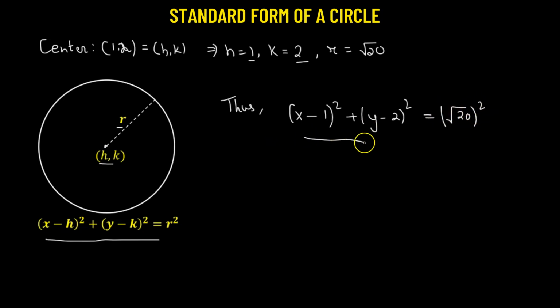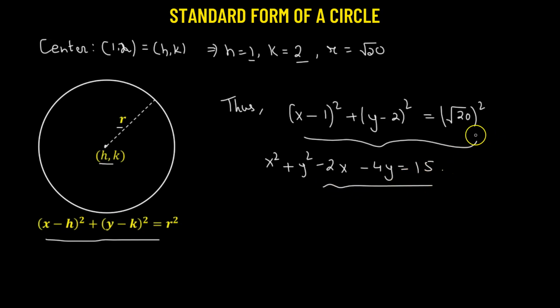And this is the standard form of the circle. We can further simplify this to get x squared plus y squared minus 2x minus 4y equals 15. So this is going to be the equation of the circle, and if we wanted a standard form, we can keep it in this particular fashion.